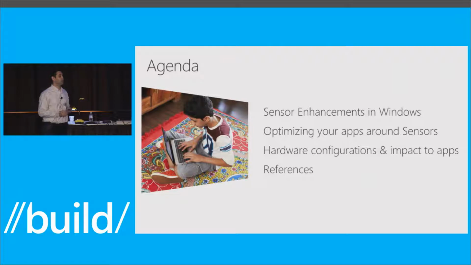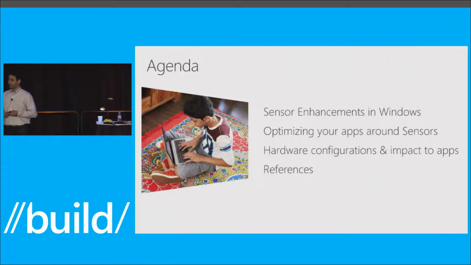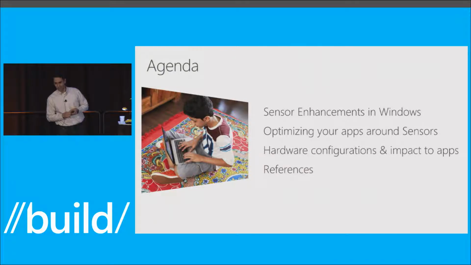I'll start first and foremost with sensors. What are the sensor capabilities that are available now in the new platform on sensors on Windows Phone as well as on Windows 8.1. From there, we'll go into what are the things you can do to optimize your app for sensors.